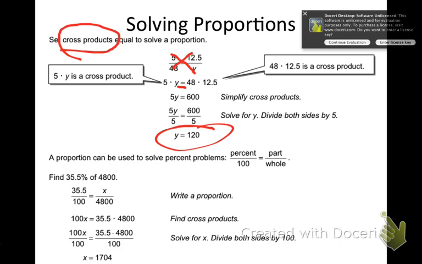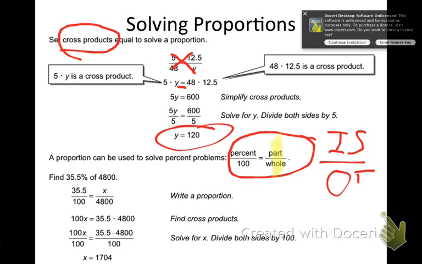And then you can use proportions to solve percent problems. Now they say percent over 100 equals part over whole. Does anybody know another way to say part over whole? What are the other two words a lot of times you hear? Is over of. Yep. Instead of part over whole, you typically use is over of, and that comes from the words within the expression. But you can use cross products to solve for percents as well. And they see that there.